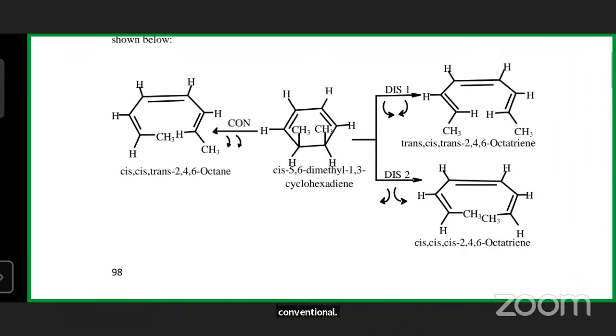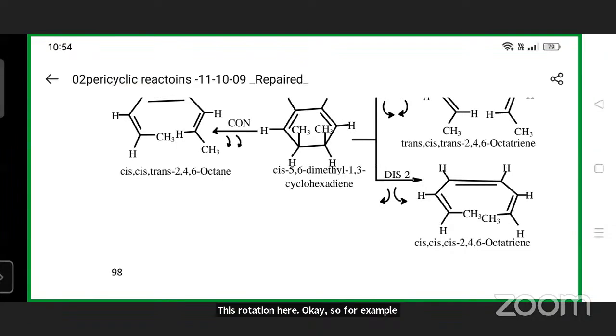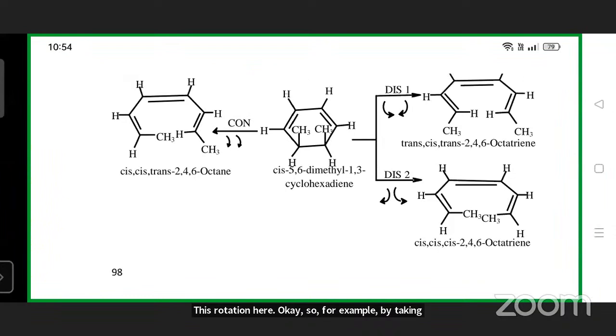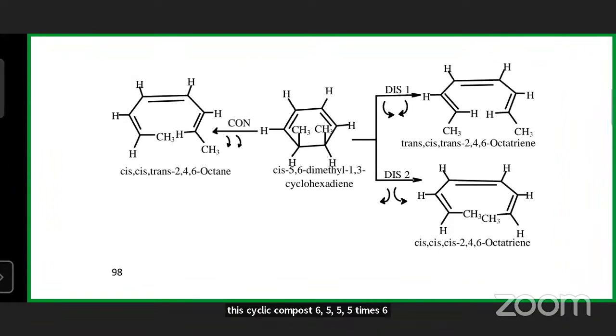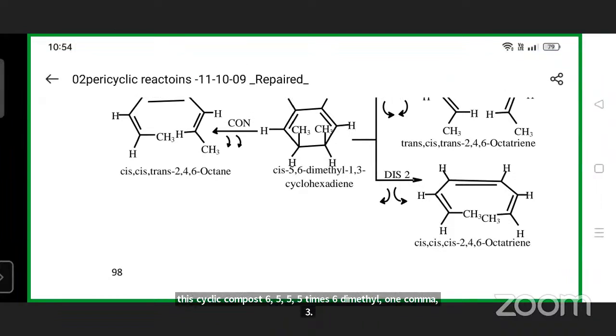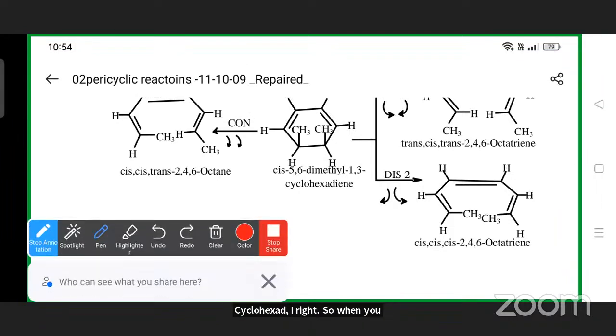disrotation here. So for example, by taking this cyclic compound, cis 5,6 dimethyl 1,3 cyclohexadiene, when you do the con rotation, con means same side of the orientation, the rotation in the same direction, either clockwise or anti-clockwise. So when you rotate this compound on this particular con rotation, you see the opening like this.